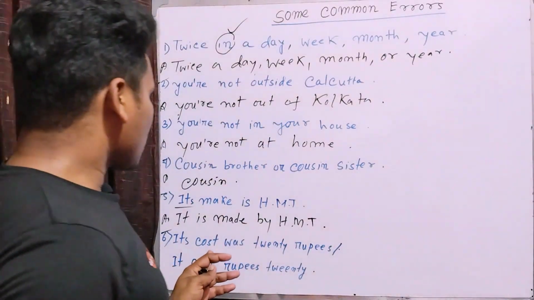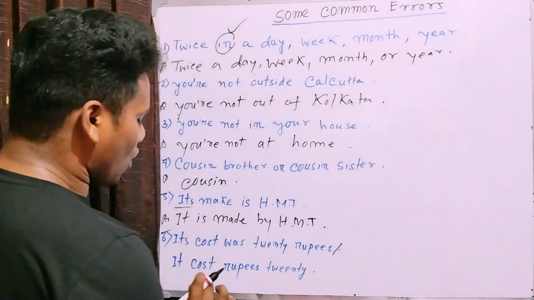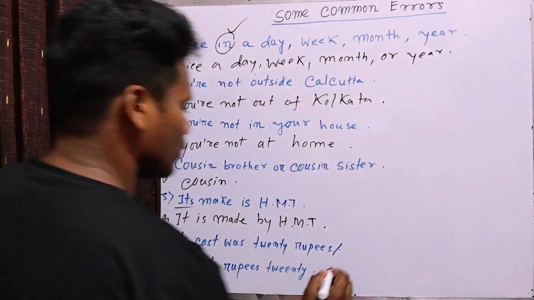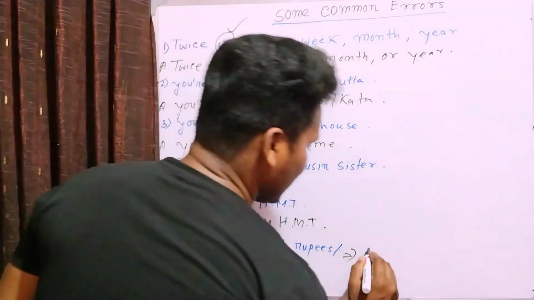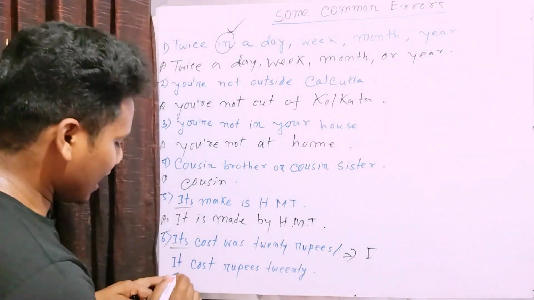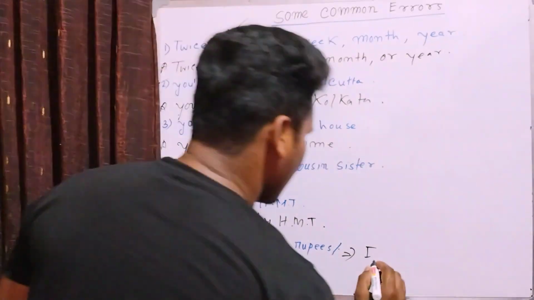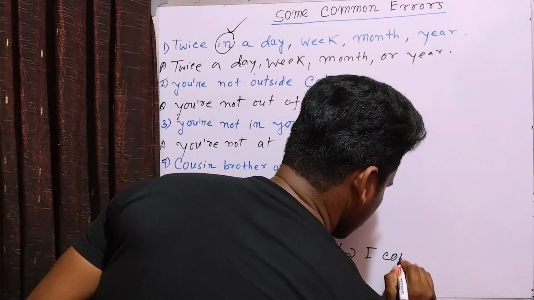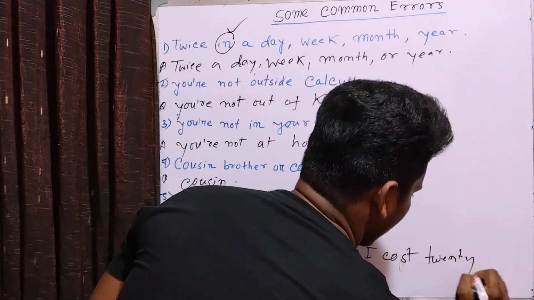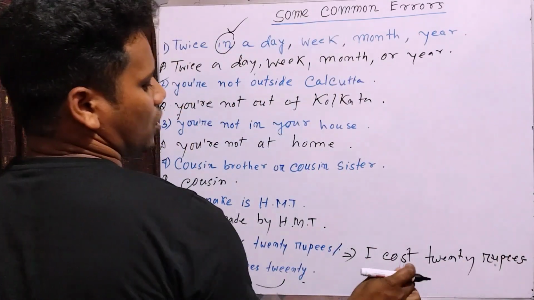Next: its cost was 20 rupees. It is wrong. And next, it cost rupees 20. It is also wrong. Here its is the possessive pronoun, so that is why it is wrong. The right one will be: it cost 20 rupees.